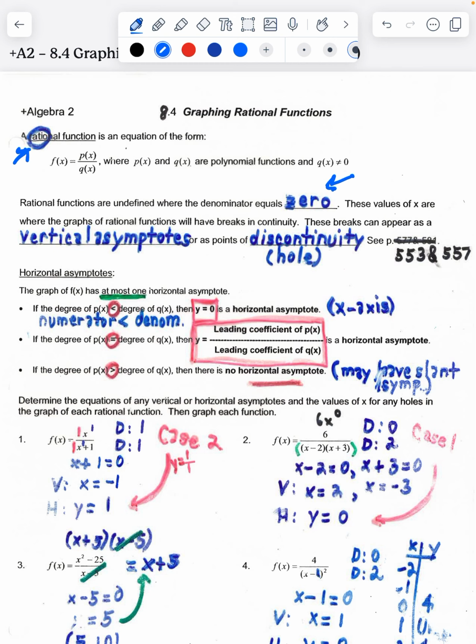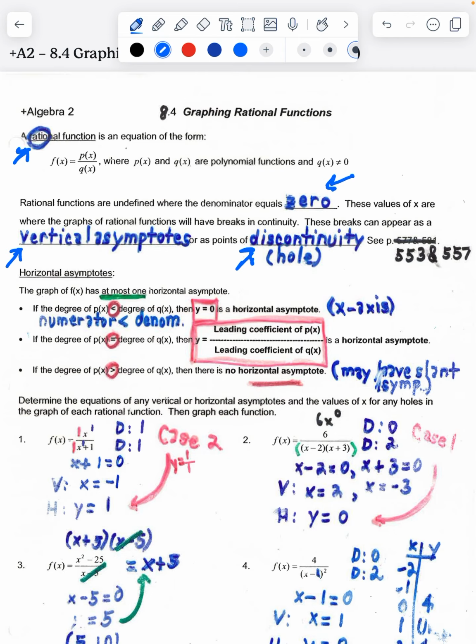These values of x where the denominator equals 0 are where the graphs of rational functions will have breaks in discontinuity. These breaks can appear as either vertical asymptotes, you can fill that in, or as points of discontinuity, that is, a hole. So a graph can either have a vertical asymptote where the denominator equals 0, or it can have a hole. You can see graphs that have these on pages 553 and 557, which I have pasted below.